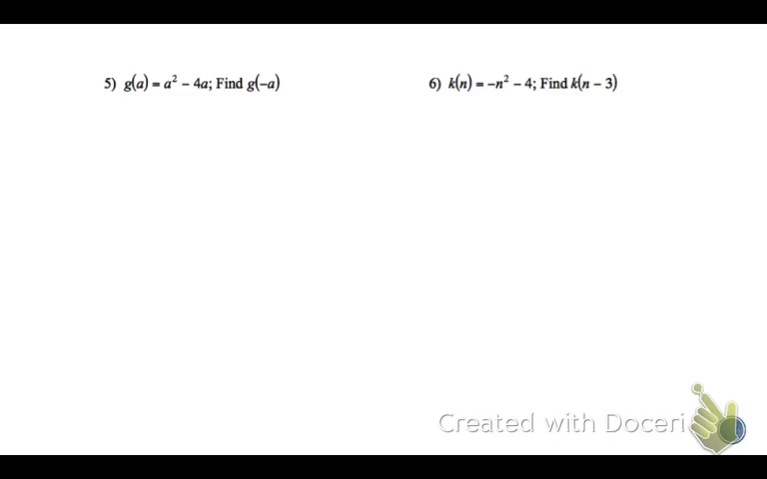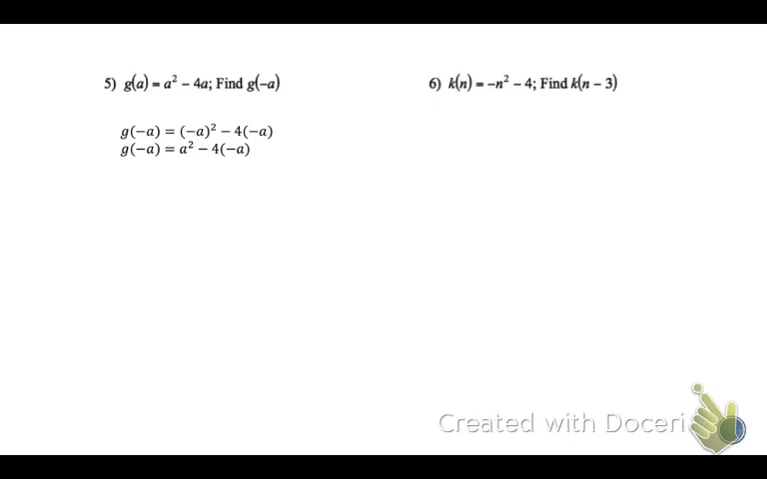Let's look at this one. So these ones get a little bit harder because we're plugging in variables. Now we're not plugging in numbers. So we're given g of a equals a squared minus 4a. Well, we need to plug in negative a. So g of negative a equals negative a squared minus 4 times negative a. Well, negative a squared is positive a squared because negative a times negative a is a positive.